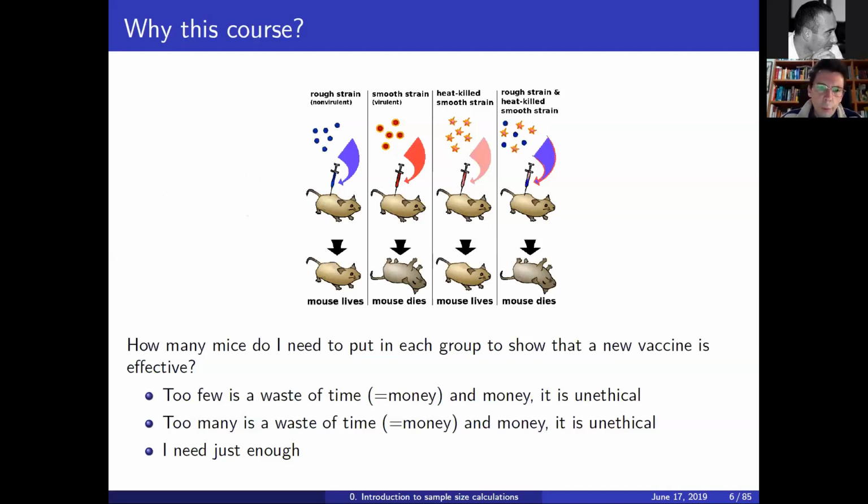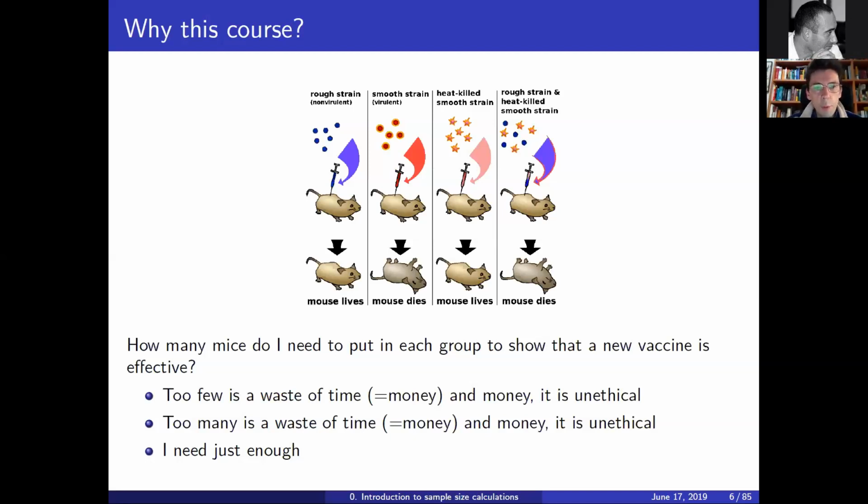If you put too few, it is a waste of time and also a waste of money, because you are spoiling your experiment by just using very few animals. But it is also unethical. Unethical because you are doing something that is not good for the animals, and at the end, you will not be able to prove what you wanted to prove.